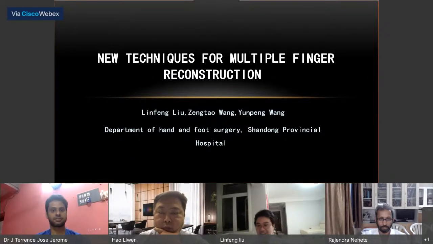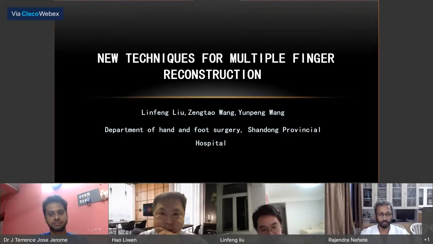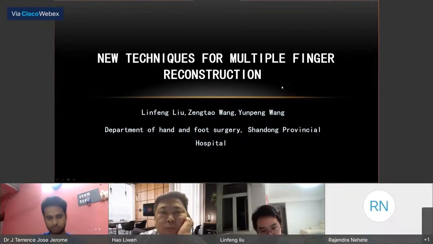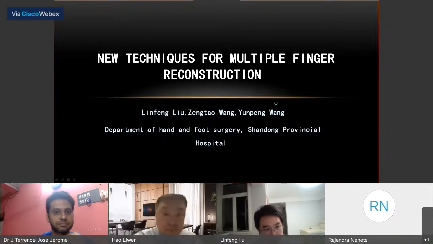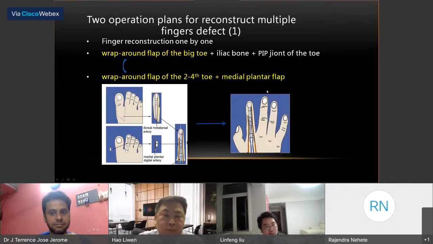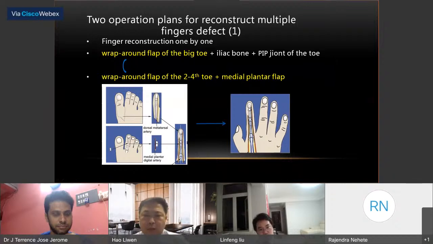Hello, everyone. Good evening. It's my honor to have the chance to share my cases about multiple finger reconstruction. There are two operation plans to reconstruct multiple finger defects. One is finger reconstruction one by one. In every operation we reconstruct one finger.